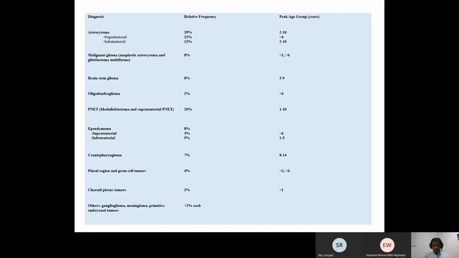This is a busy slide and it's difficult to read, but just a summary to say astrocytomas are the most common, 35%. Then medulloblastomas are 20%, ependymomas are 8%, brainstem glioma, and then craniopharyngioma. They are the next ones.